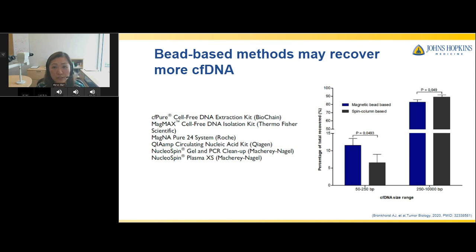When we reviewed the literature, there was a suggestion that magnetic bead-based isolation methods recovered more cell-free DNA than genomic DNA. In this study, this group from Germany showed that the proportion of cell-free DNA isolated in the range of what we believe includes mononucleosomal molecules was higher when the technique was bead-based, whereas the genomic DNA recovery appeared to be very similar. However, these data did not show us whether mononucleosomal or dinucleosomal molecules were favored within that short fragment. And so that's what we set out to do.